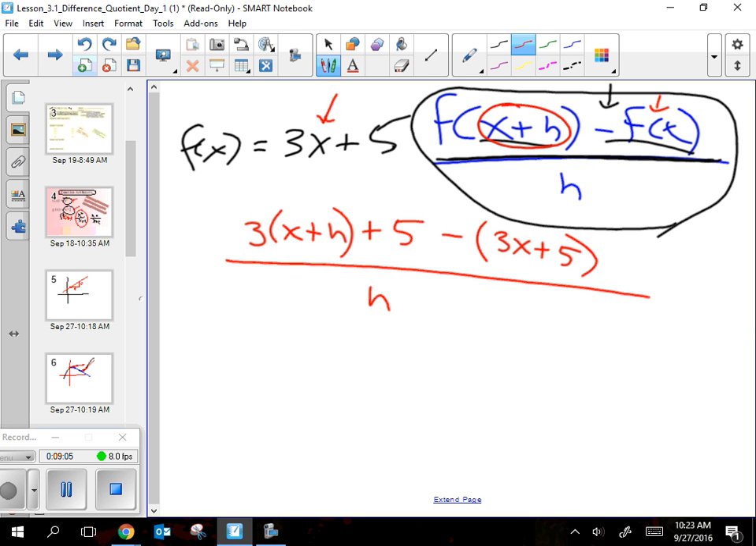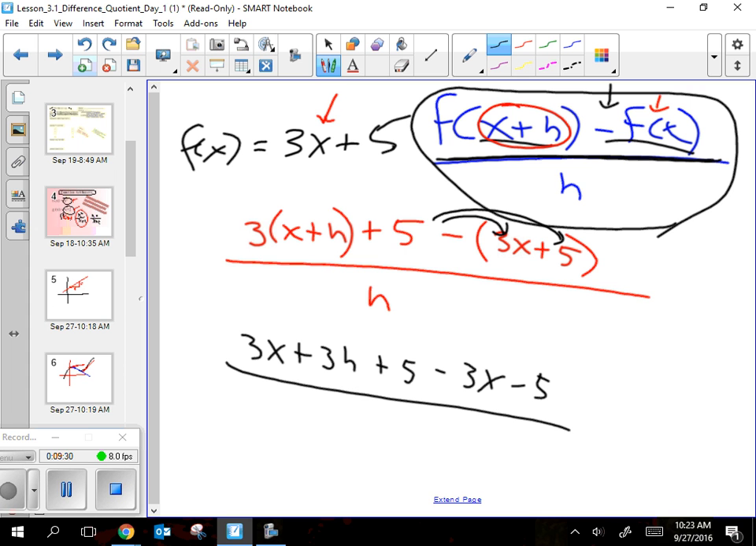There'll be a whole lot of simplifying that'll happen. And you'll see that the answer comes out to 3. (3x plus 3h plus 5 minus 3x minus 5). Notice I'd be distributing the negative. If you thought it was a plus 5 at the end, you're wrong. All over h. And then the minus 3x and the plus 3x, they're going to cancel.